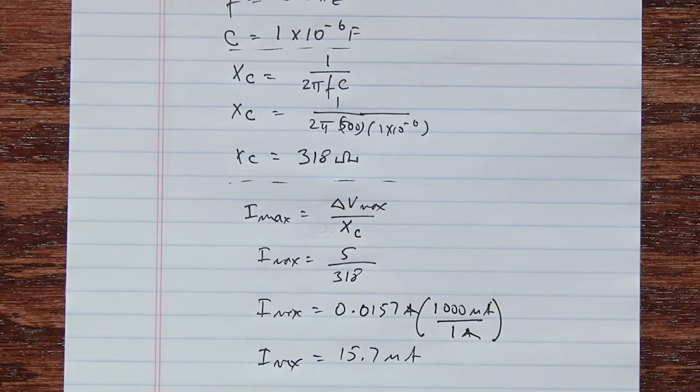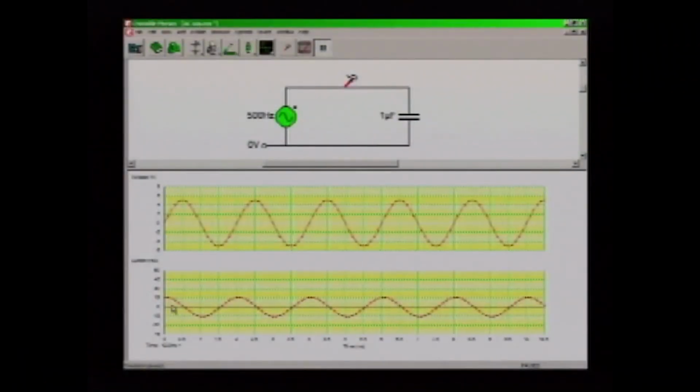Let's look at our simulation again. And here we see the peak of the current is occurring just above 15 milliamperes. So 15.7 sounds good. And so there you have it. That is the capacitive reactance. The capacitive reactance is 1 divided by 2 pi FC. The current in the capacitor is the voltage max divided by the capacitive reactance, and the peak of the current is shifted by minus 90 degrees relative to the peak in the voltage.